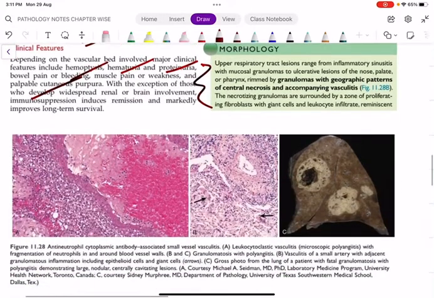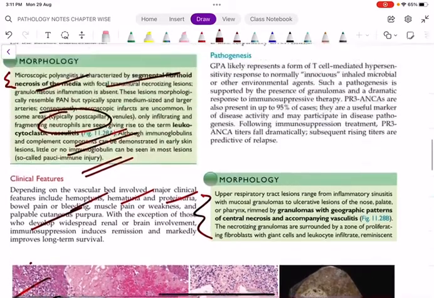This is a leukocytoclastic vasculitis. You can see the neutrophilic infiltrates here. This is microscopic polyangiitis.